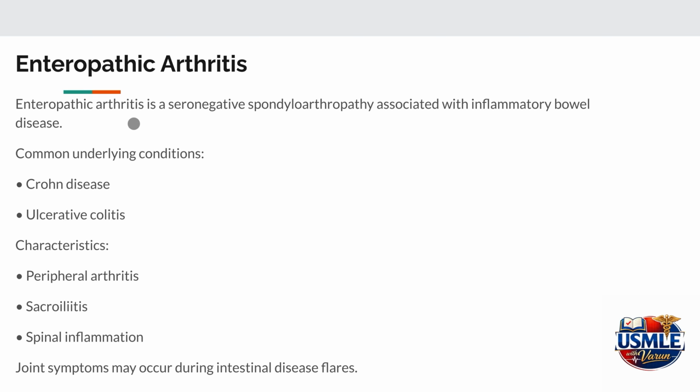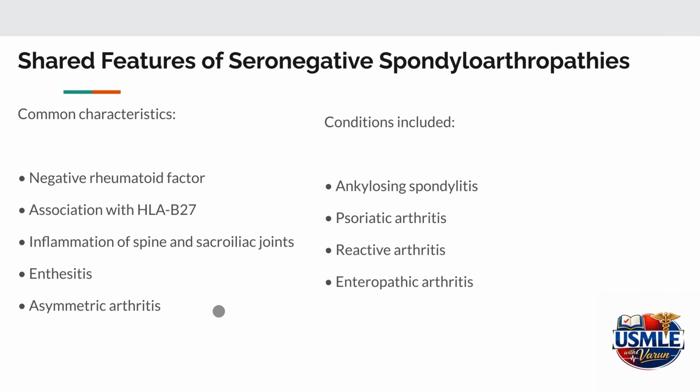Enteropathic arthritis occurs in association with inflammatory bowel disease, particularly Crohn's disease and ulcerative colitis. Patients may experience peripheral arthritis, sacroiliitis, and spinal inflammation. Joint symptoms often worsen during flares of intestinal inflammation. So, recognizing the link between gastrointestinal disease and joint symptoms is an important exam clue in cases of enteropathic arthritis.